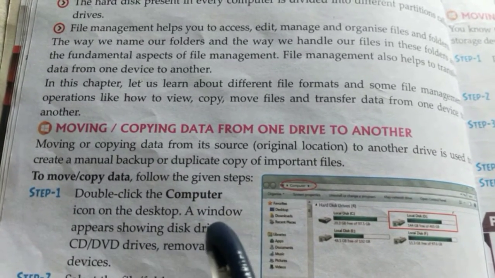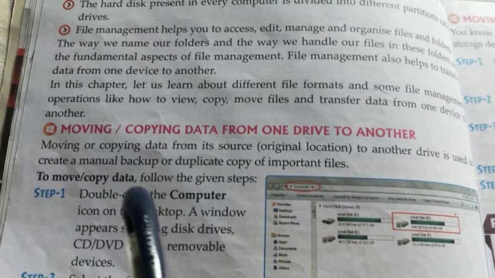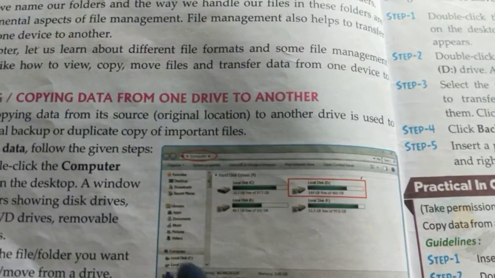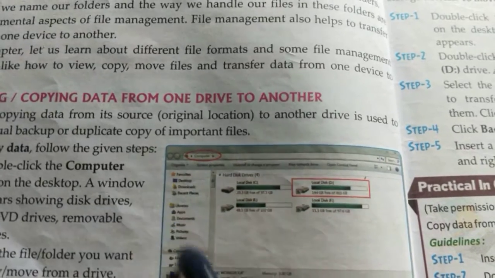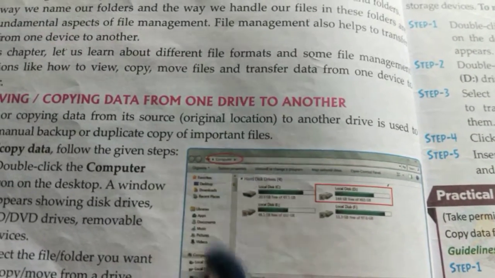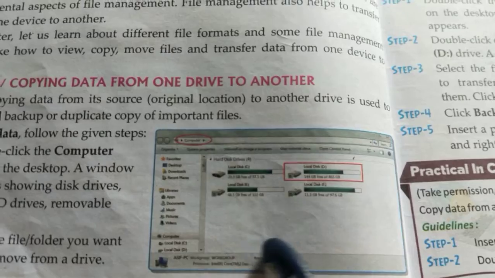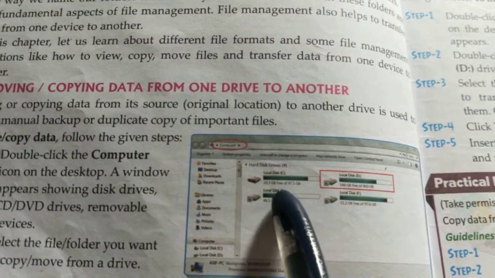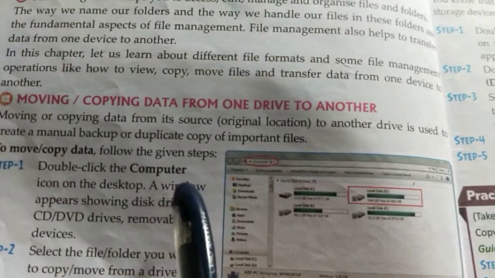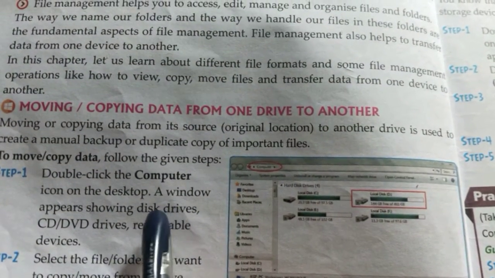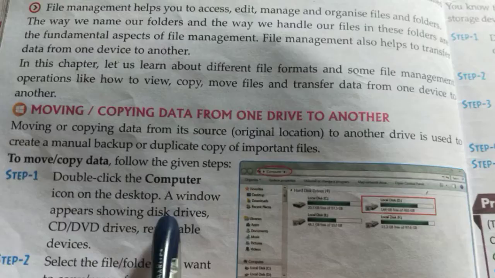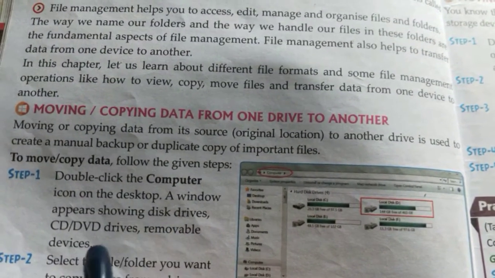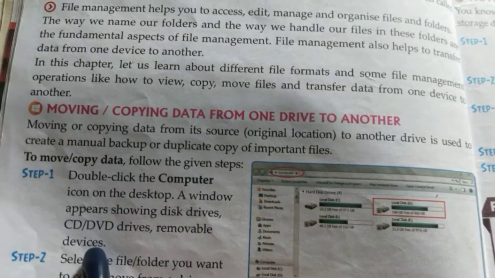A window appears showing disk drives. When we double click on the computer icon, a window appears. The window looks like this, like there's a picture given over there. In a similar manner, a window opens on the computer. It will be showing disk drives with CD or DVD drives and removable devices.